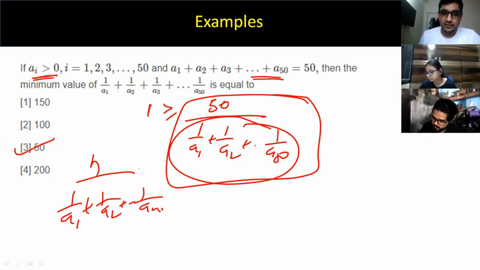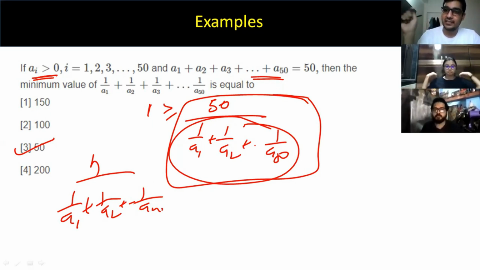How does this come? a1, a2, a3 are given; we take the reverse: 1 by a1, 1 by a2, 1 by an. These are in AP. So the arithmetic mean will be 1 upon a1 plus 1 upon a2 plus till 1 upon an, divided by n. That is the arithmetic mean. The harmonic mean will be its inverse. So n upon 1 by a1 plus 1 by a2 plus till 1 by an. Okay? Let's move on to the next question.